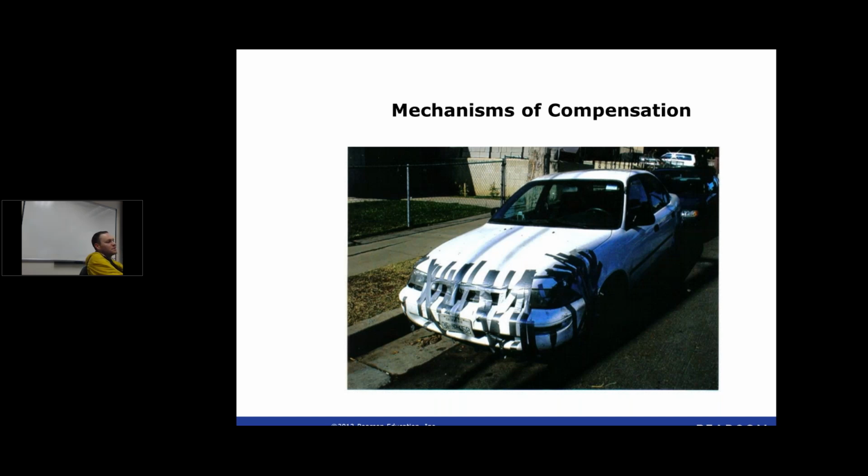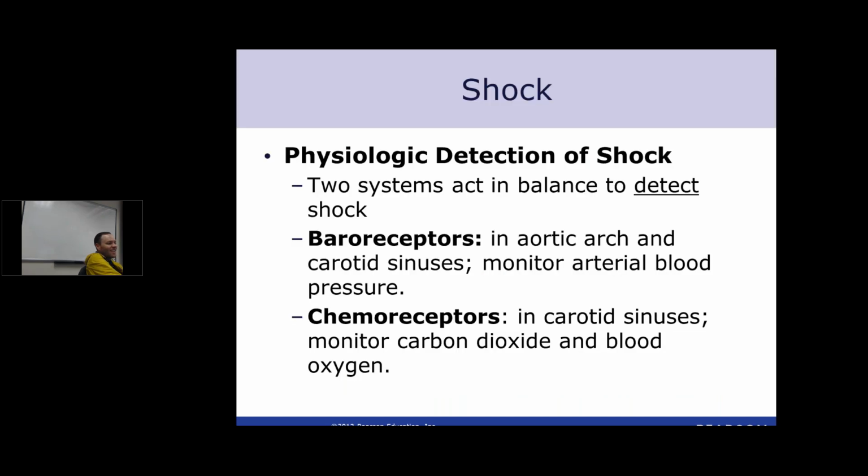I like that. Mechanisms of compensation. Your body's just trying to hold it together, right? That is a great utilization of duct tape. I like it.